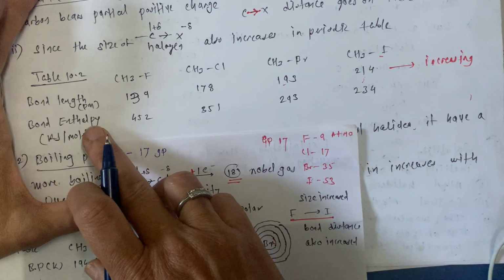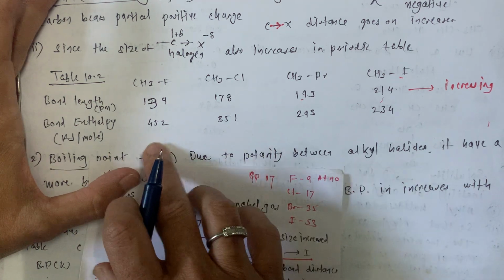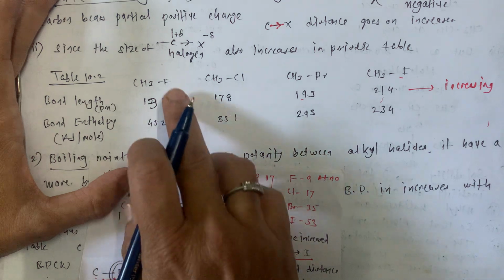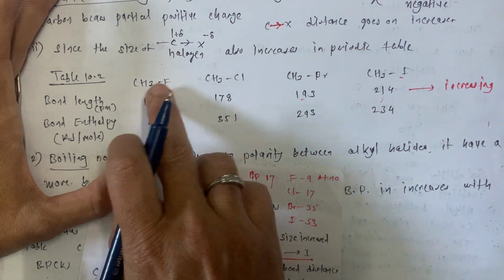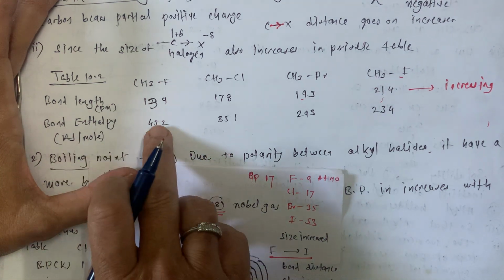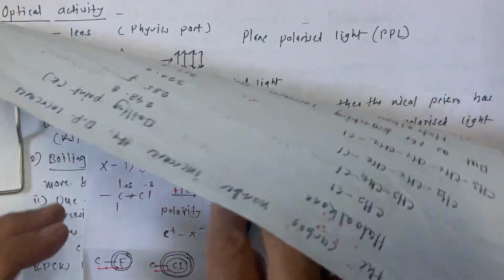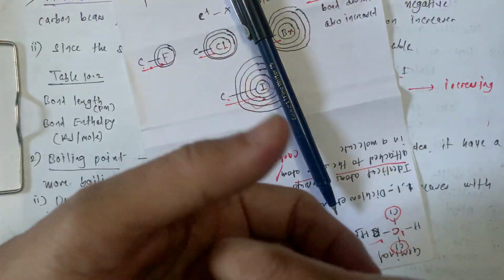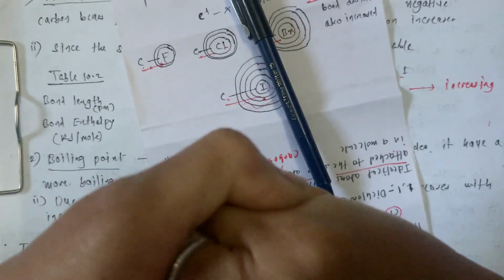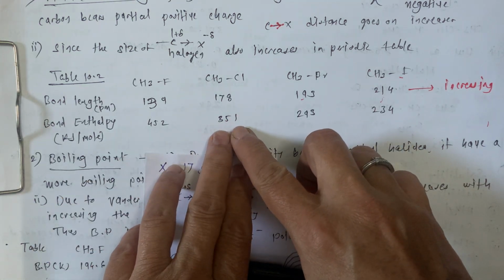What do you mean by bond enthalpy? Bond enthalpy means the energy required to break the bond. So to break the C-F bond in CH3F, we require higher energy. It is in kilojoules per mole. As this bond length is very short, we require a very high energy. We know that if our bond is very strong and very small, then it is very difficult to break it. We require very high energy. But if the length goes on increasing, we require lower energy.